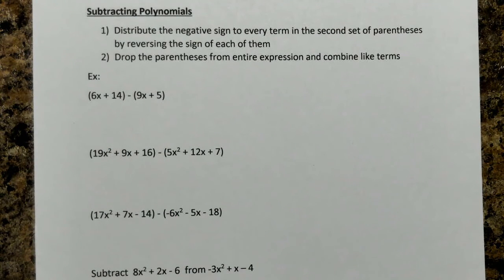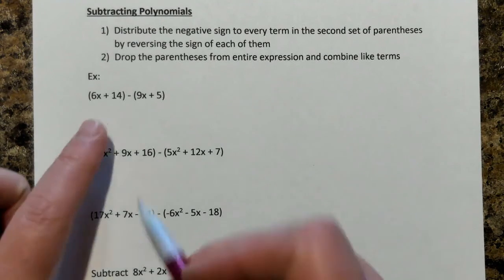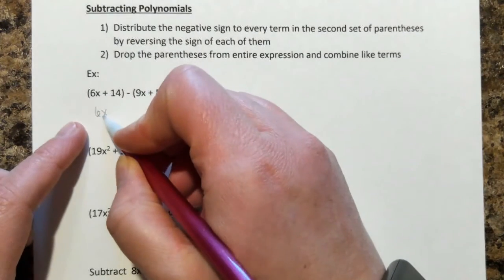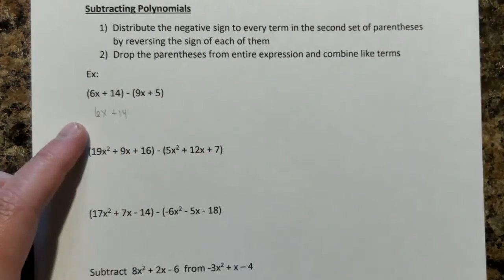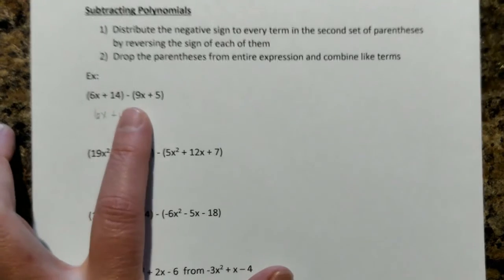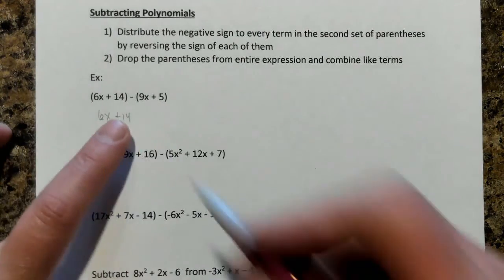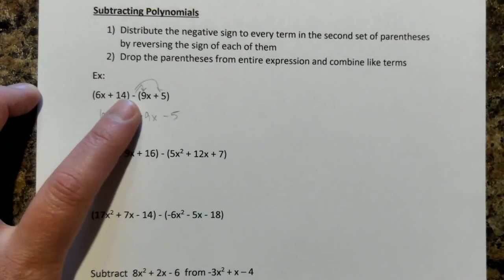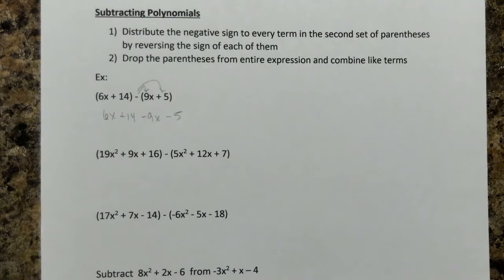That's essentially the same thing we're doing here, but it's really helpful to rewrite the second set of parentheses by reversing the sign of each of the terms. So if we look here, we have 6x plus 14. You can just copy that down, 6x plus 14. But when we're minusing 9x plus 5 here, we're minusing 9x, and we're minusing 5. We can't just attach it to this first term. It has to be applied to every term in the second set of parentheses.